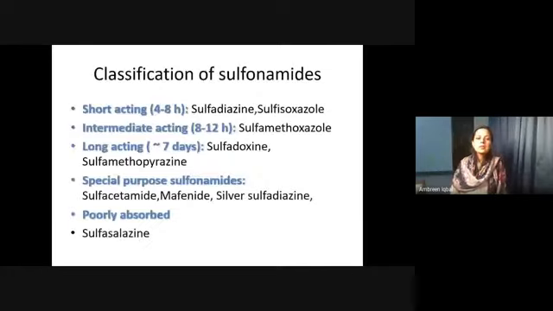They are classified on the basis of duration of action into different categories. Short-acting, with a duration of action of 4 to 8 hours, like sulfadiazine and sulfisoxazole. Intermediate-acting, with a duration of 8 to 12 hours, like sulfamethoxazole. Long-acting are sulfadoxine and sulfamethoxypyrazine. Special purpose sulfonamides are sulfacetamide, mafenide, and silver sulfadiazine. The poorly absorbed sulfonamide is sulfasalazine.